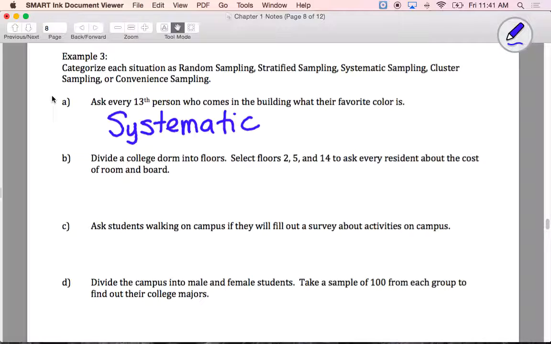For B, we're going to divide a college dorm into floors. We're going to select floors 2, 5, and 14 to ask every resident about the cost of room and board. So if we're dividing it up and then looking at everyone on only those certain floors, that's cluster.